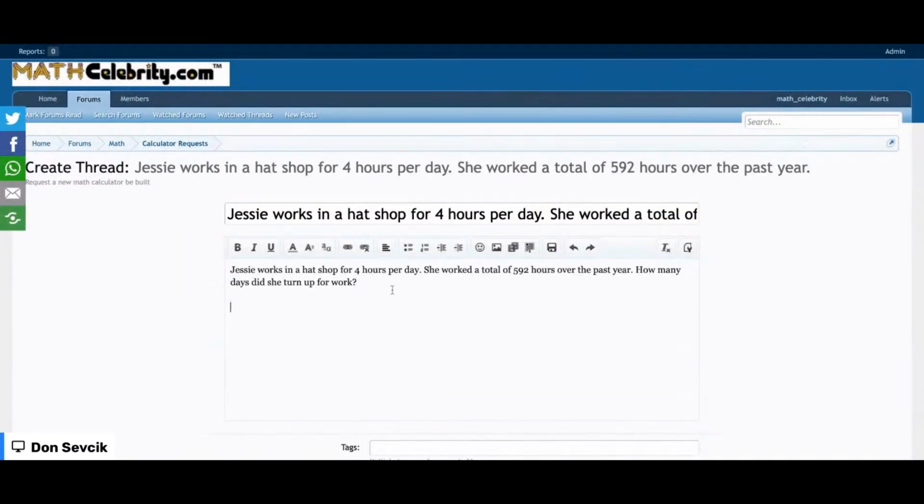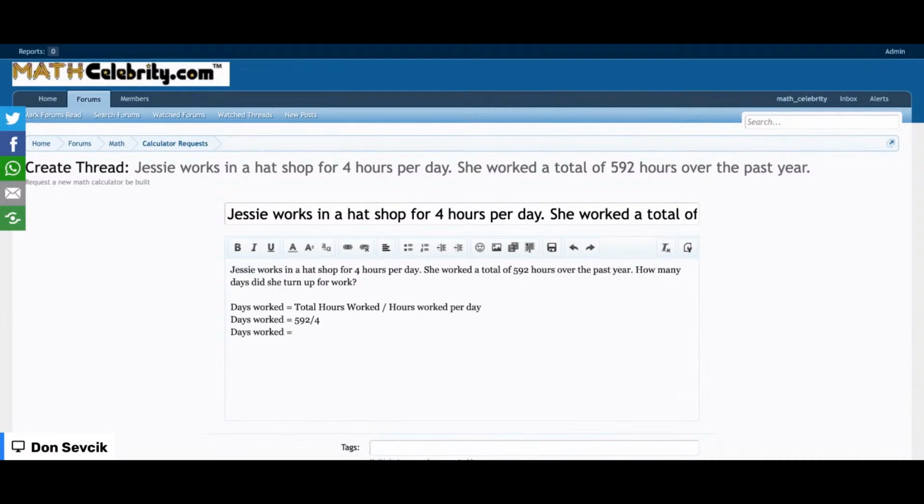Jessie works in a hat shop for 4 hours per day. She worked a total of 592 hours over the past year. How many days did she turn up for work? Days worked equal hours worked divided by hours per day. Total hours worked should be divided by hours worked per day. Given both of these, we got 592 divided by 4.